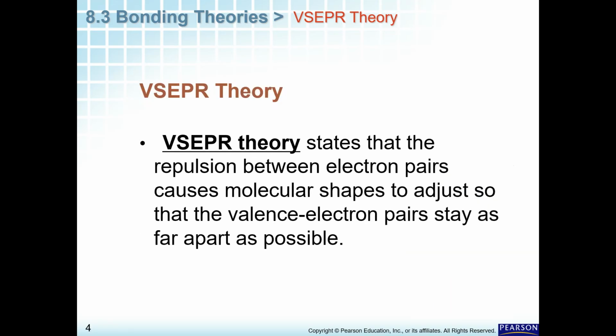So what does the VSEPR theory stand for and what does it mean? The VSEPR theory that we're going to learn about states that the repulsion between electron pairs is going to cause certain shapes to occur, because those electron pairs are going to adjust themselves to stay as far apart as possible. And the reason for this is because of something you actually learned in freshman year of science: like charges repel. If you have an electron pair that's a negative charge next to another electron pair that is a negative charge, they're not going to want to be by each other because like charges, again, repel.